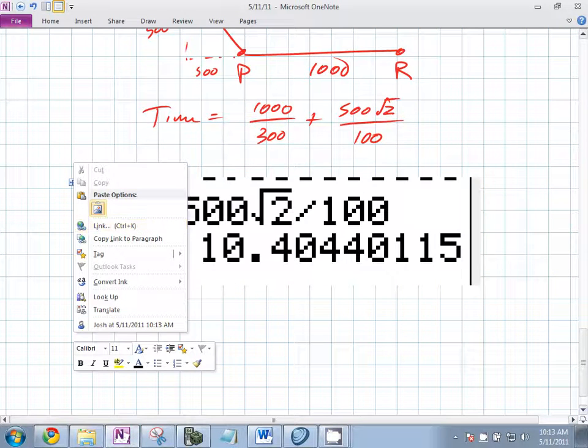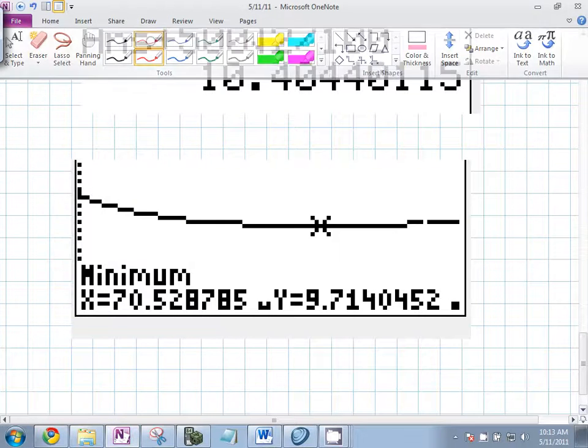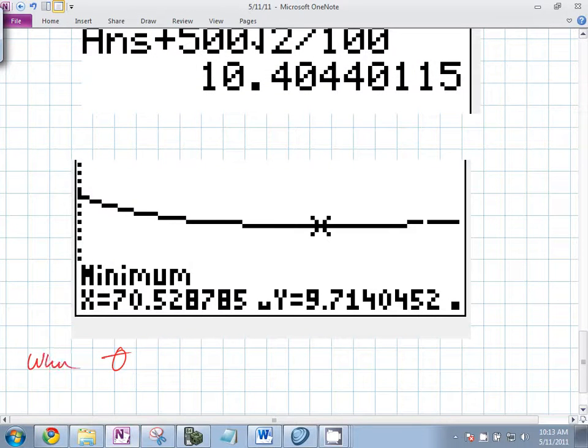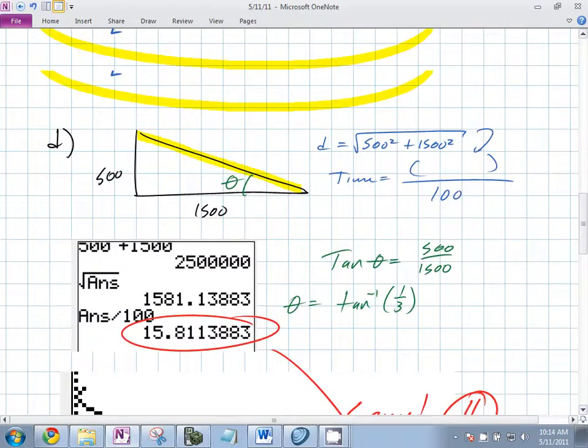This is cool. That's the minimum angle, right? So this means that when theta is 70.528785, time is 9.7140452 minutes. So what does this mean? If you want to minimize the amount of time, should you go over and then up? You should go almost all the way over and then up. Now here's the thing. I'm going to answer your question now. The reason that happens, Jarrett, is because of this.